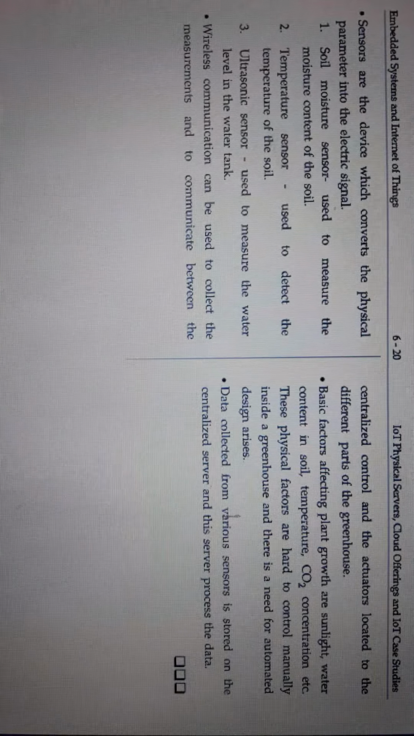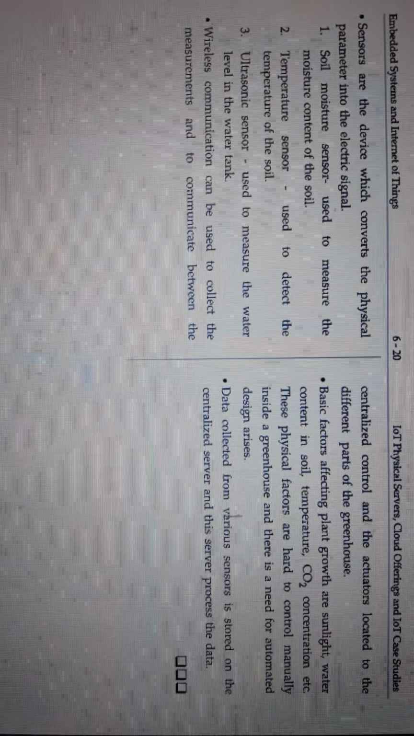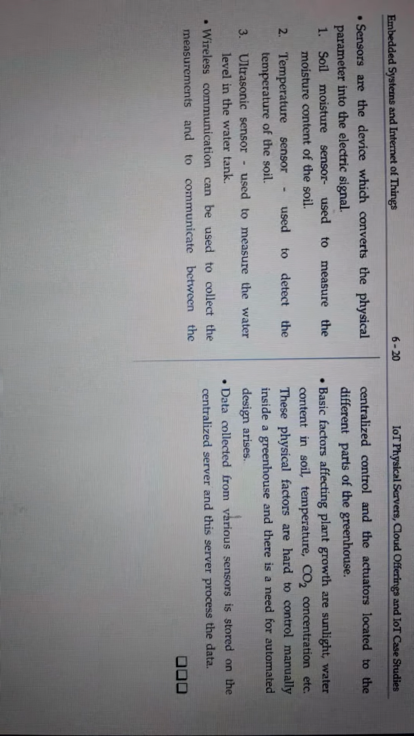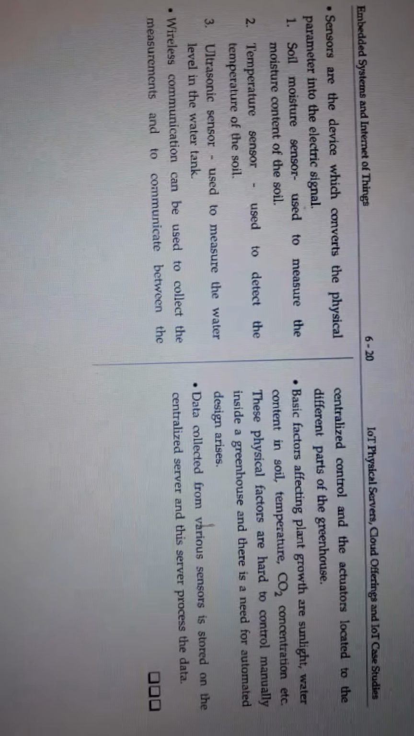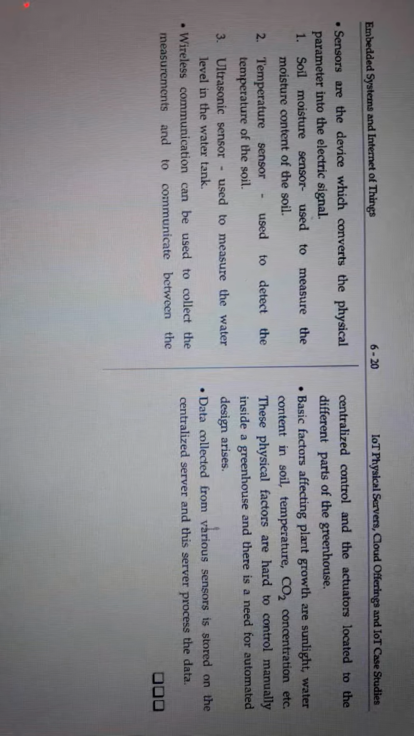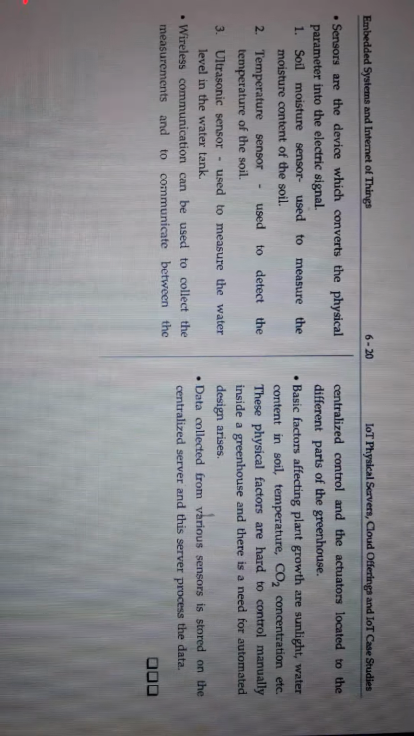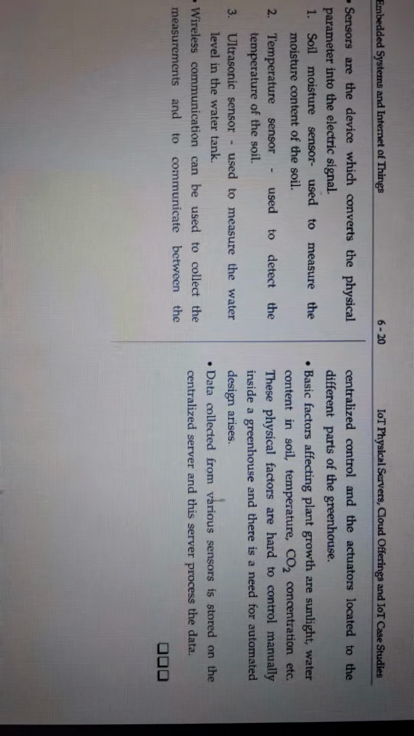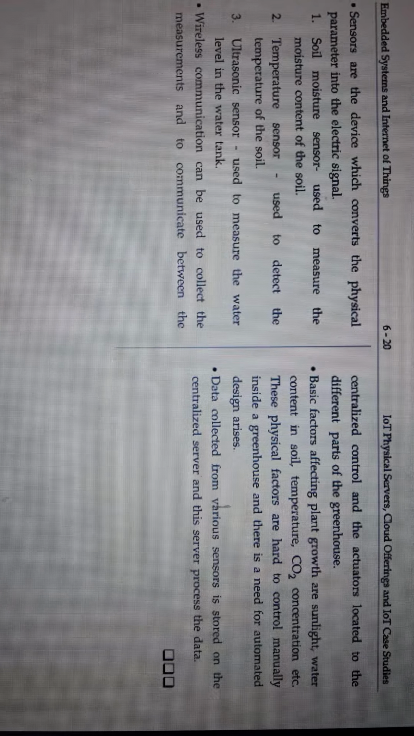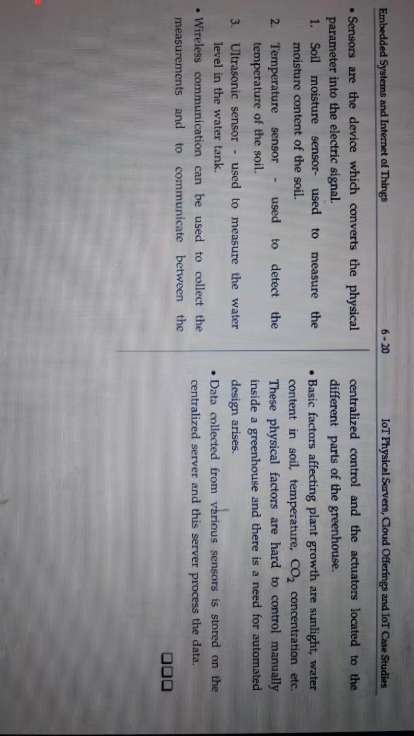Temperature sensor used to detect the temperature of the soil. Ultrasonic sensor used to measure the water level in the water tank. Wireless communication can be used to collect the measurement and communicate between the centralized control and the actuators located in the different parts of the greenhouse.